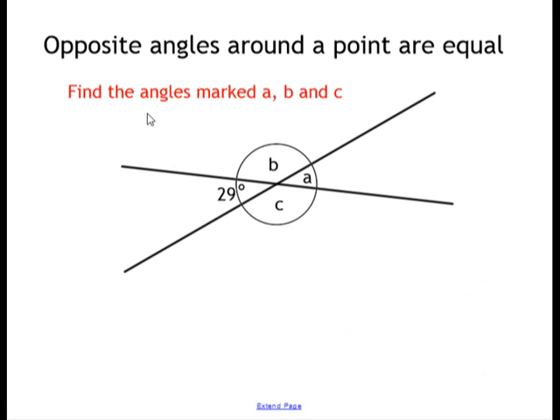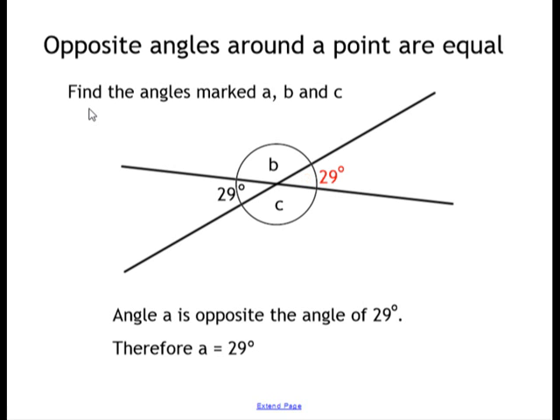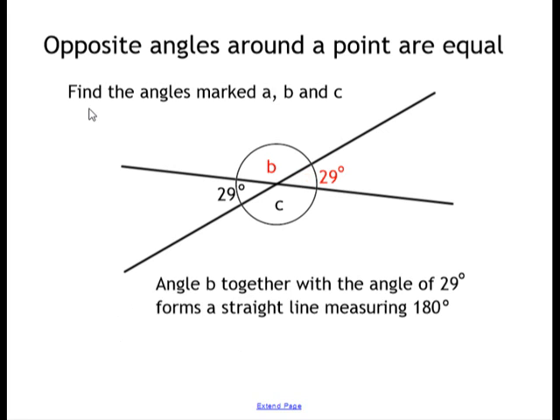Okay, so let's try some calculations. We've got find the angles marked A, B and C. Now usually it's easiest to do this in alphabetical order. So let's start with A. Now I can see that A is opposite the angle marked 29 degrees. Therefore A must be 29 degrees also. Now let's look at angle B. I can see the angle B along with the angle of 29 degrees that I've just worked out form a straight line. They form a half turn there. Indeed, I could look at angle B with this 29 degrees and see that the two of them together form a half turn. Okay, so let's just work this side now.